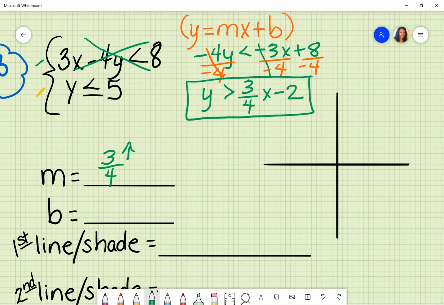That means up to the right. Back to my y-intercept, it is going to be -2. And the line for this one is going to be dashed and it's shaded above.